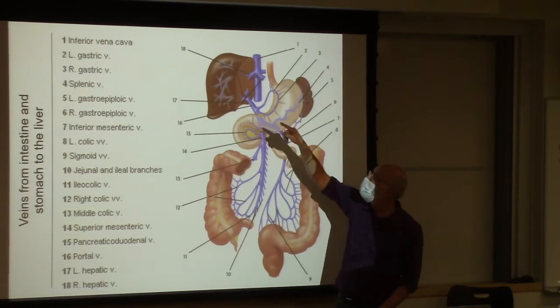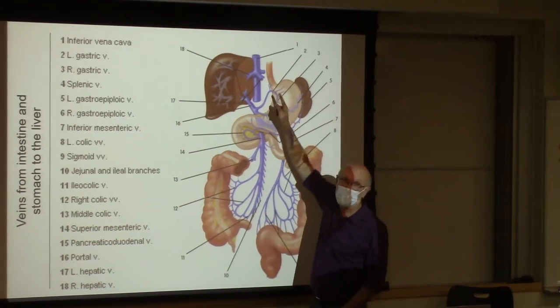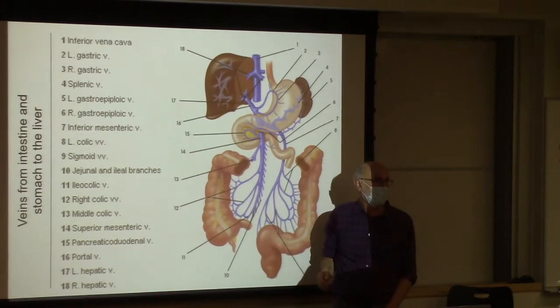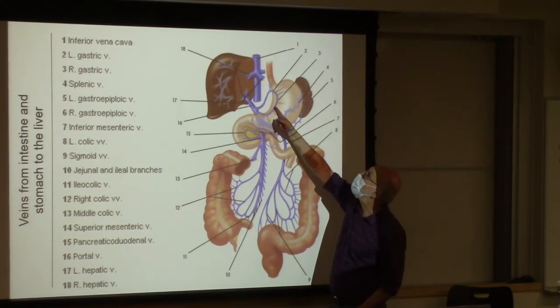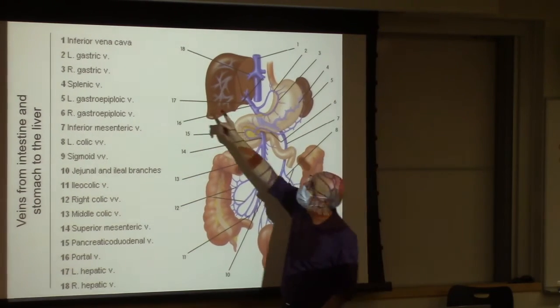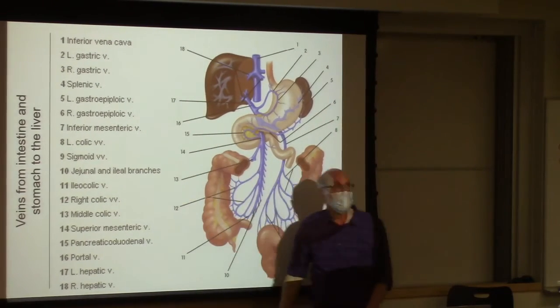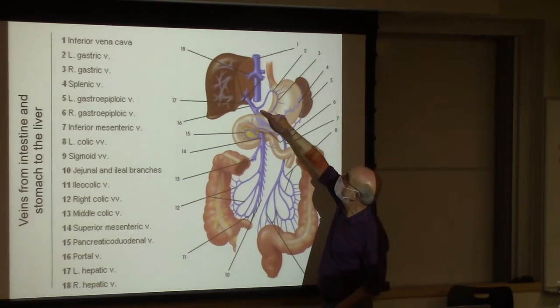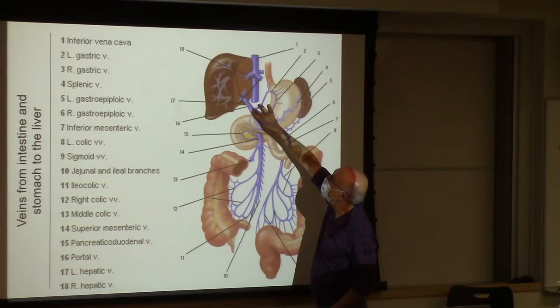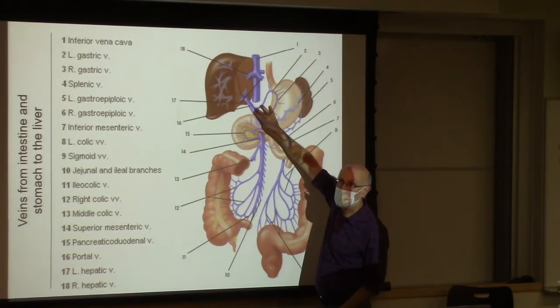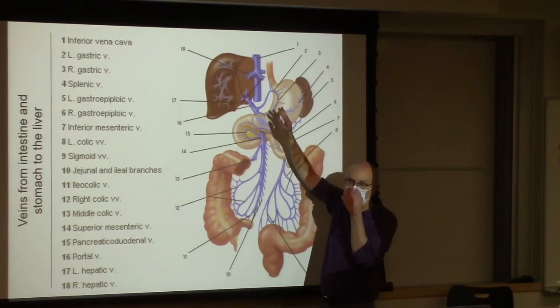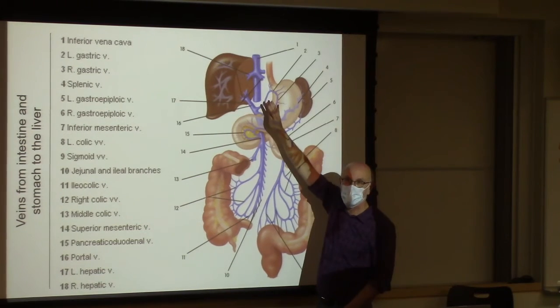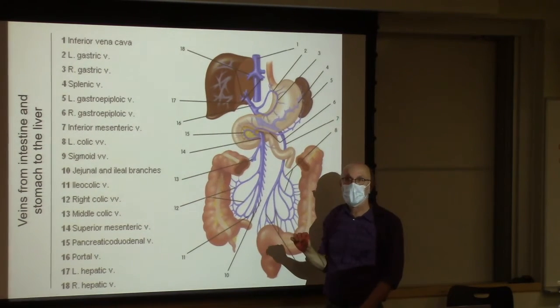What was the artery that served the lesser curvature? The gastric artery. So we've got a gastric vein, too. Gastric, left and right gastric vein. Notice how the gastric veins feed into the portal vein, which is going to take the blood to the liver and then into the inferior vena cava.